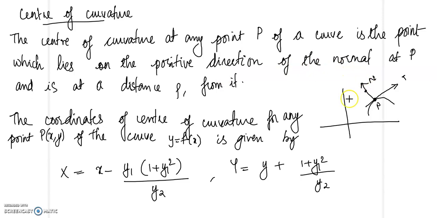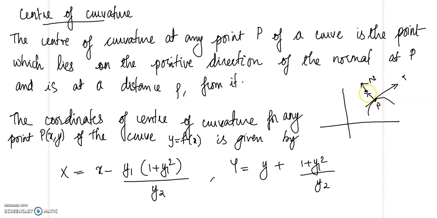Now consider a curve of the form y equal to f of x, and let P be a point on it. Now we can draw the tangent to the curve at the point P, and corresponding to the tangent you will have the normal. By center of curvature we mean a point which is at a distance rho from the point P along the normal.